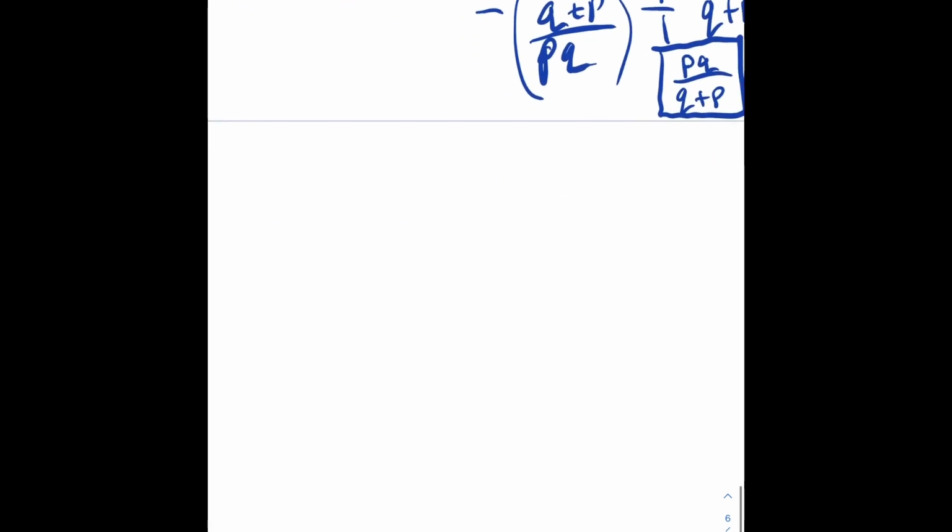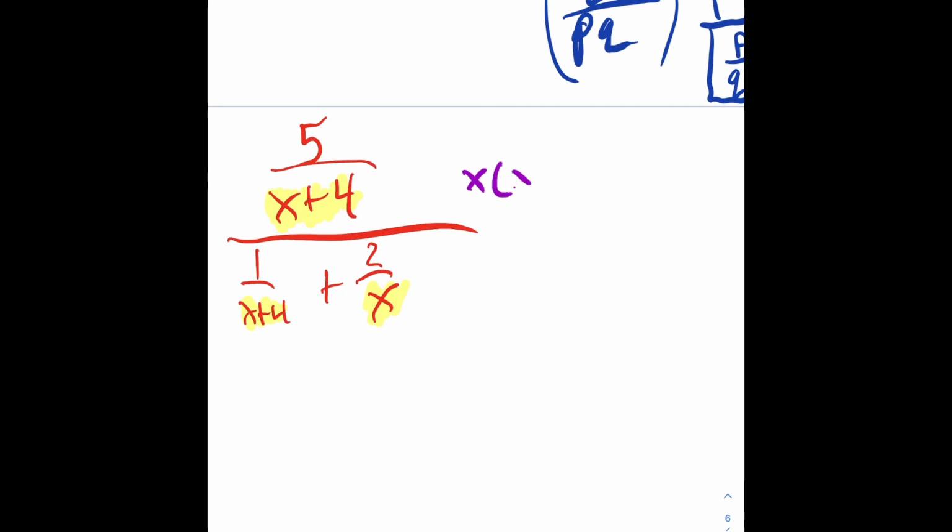which means keep, change, flip. All right, the last example is 5 over x plus 4 all over 1 over x plus 4 plus 2 over x. And what I'm looking for on this one, if you recognize that you can use this method, is what's the LCD of my 3 denominators? Since 2 of them are the same, all I have to do is figure out what I have to multiply to make those the same. And that would be multiplying the top by x times x plus 4 and multiplying the bottom by x times x plus 4.